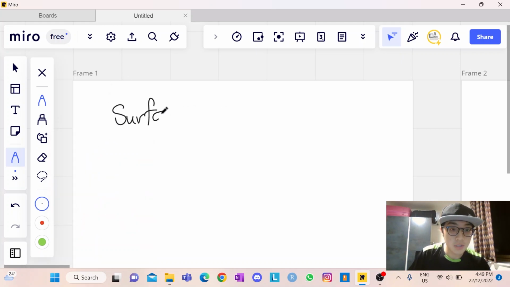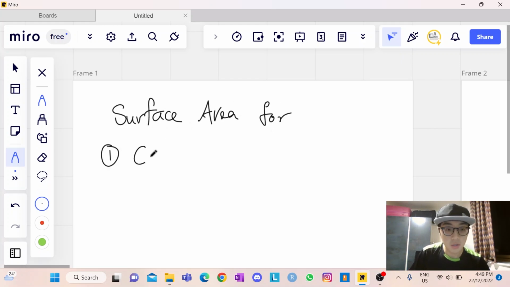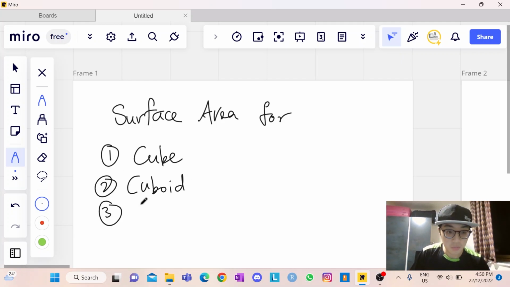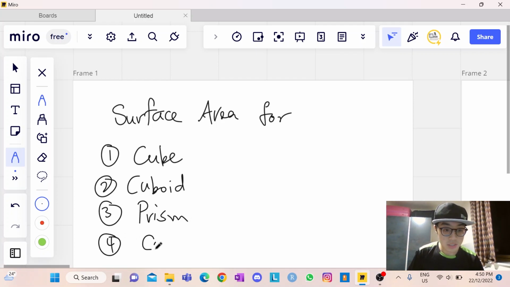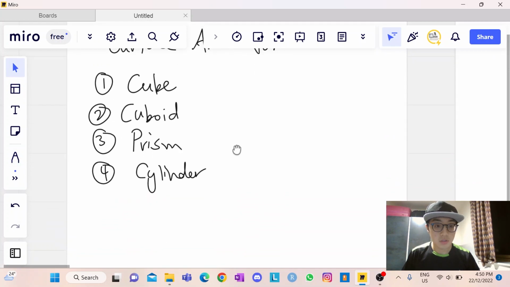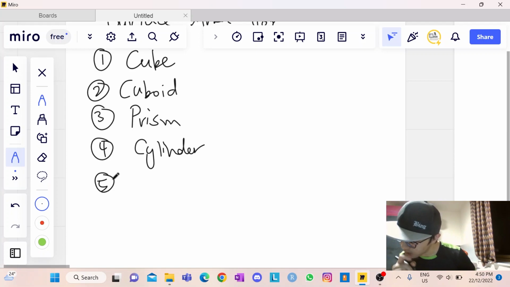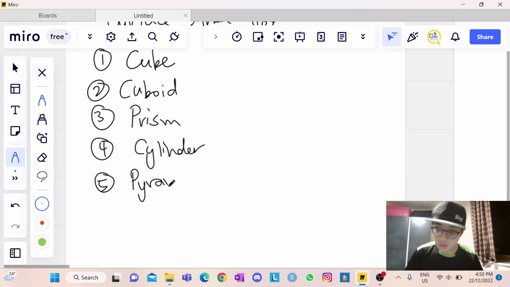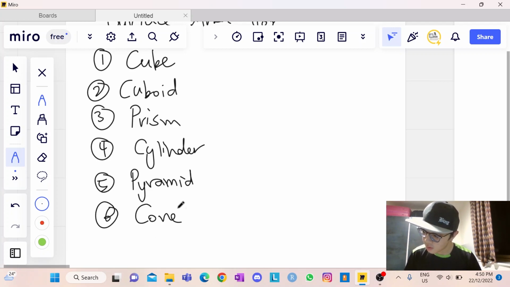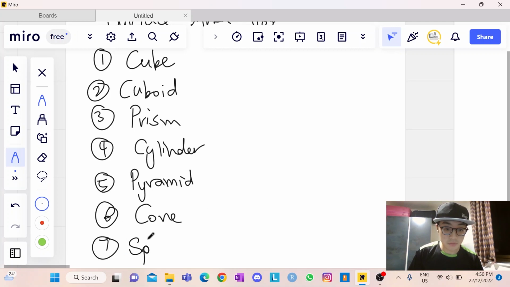So surface area for number 1, the cuboid. Then we will look at prism, then cylinder, and quite a little bit more. Number 5, we're going to look at pyramid. 6 is cone, and 7 is sphere.